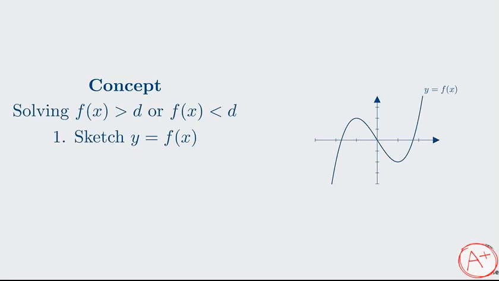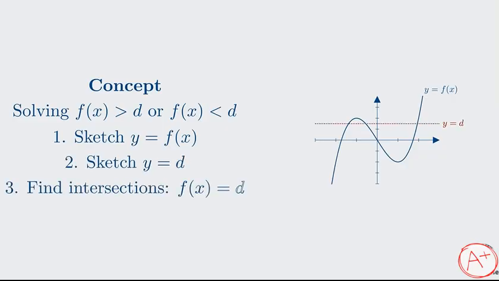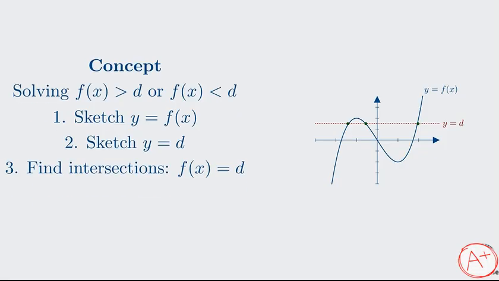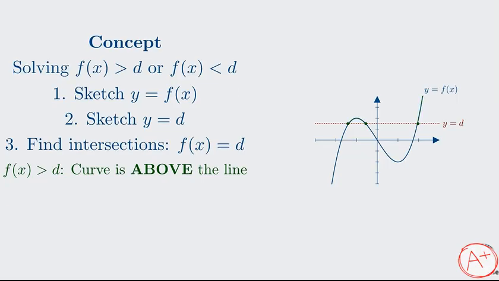To solve an inequality graphically, we compare the curve to a horizontal line. First, we sketch the cubic curve and the horizontal line y equals d. The points where they meet are our critical values. If the inequality is greater than d, we look for the intervals of x where the curve sits strictly above the line. If it is less than d, we focus on where the curve is below the line. This visual check ensures you don't mix up your inequality signs.